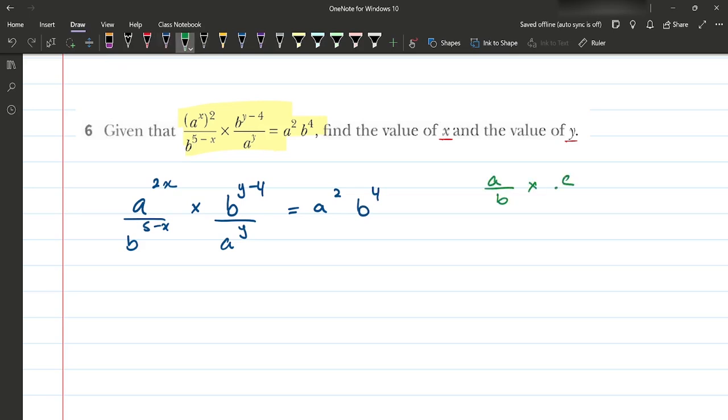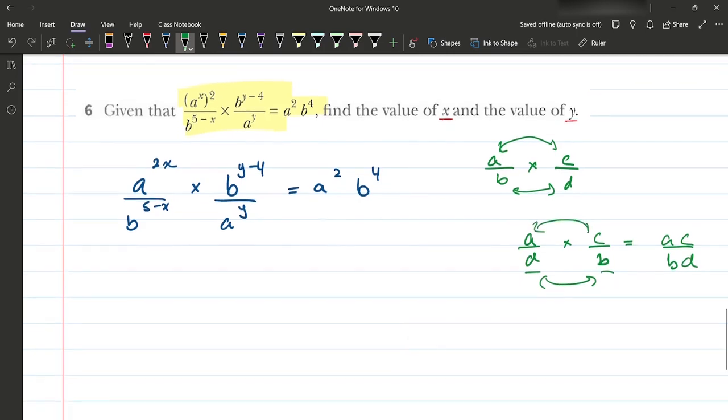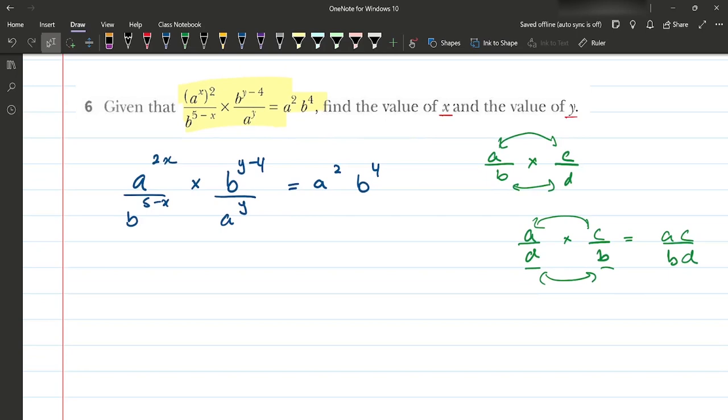Now, before we continue, I need to mention something: when you have something like a over b times c over d, the denominators and numerators can be swapped. So a and c can swap positions, b and d can swap positions. So you can have a over d times c over b, and it's still the same thing. So you get ac over bd, it doesn't matter. So these can change positions and these can change positions. Horizontally, not vertically.